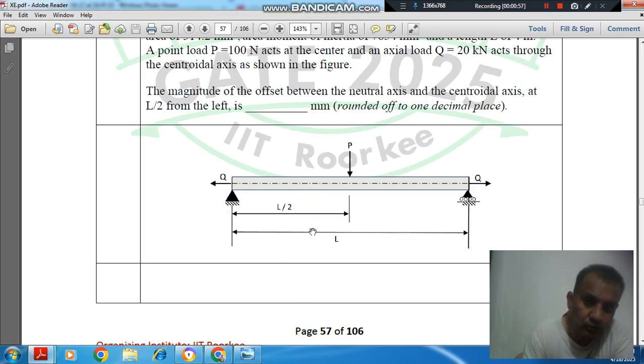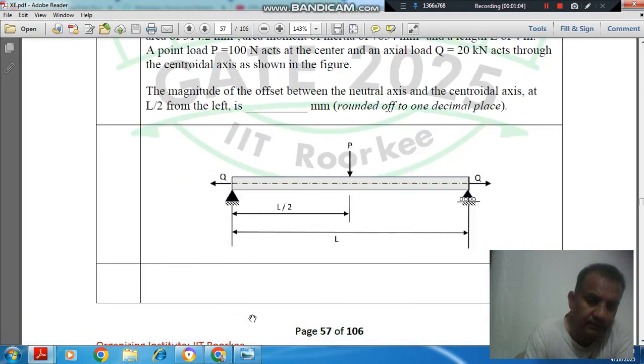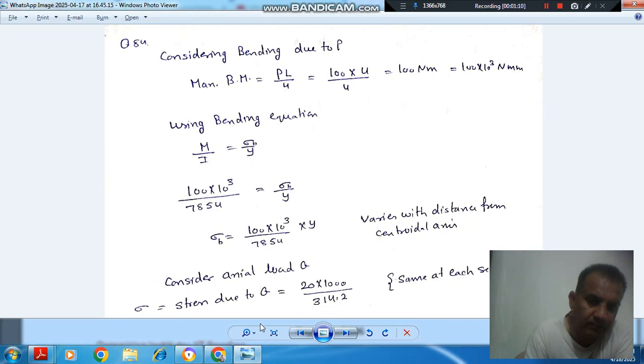Okay. So P will cause bending, and the bending moment due to P will be PL by 4, because the reactions of P are P by 2 and P by 2, so P by 2 into L by 2 is PL by 4. That is the maximum bending moment, which will occur at the midpoint. So the maximum bending moment due to P is PL by 4, and P is 100, L is 4, so it comes as 100 Newton meter or 10⁵ Newton mm.